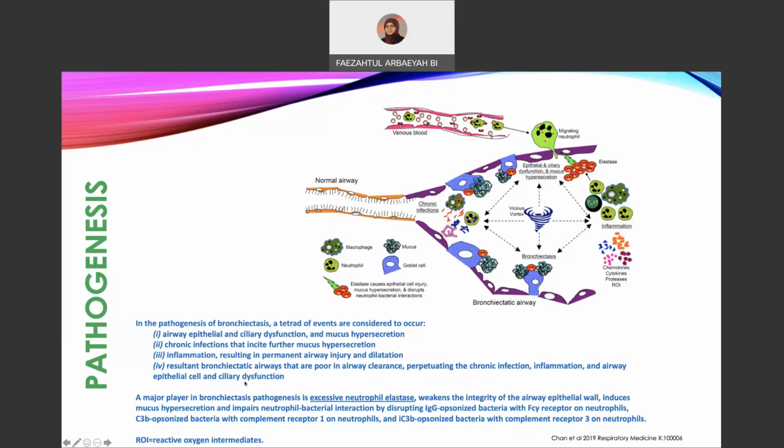One of the major roles in the pathogenesis is excessive neutrophil elastase. These neutrophils produce this enzyme, which weakens the integrity of the airway epithelial wall, meaning there will be destruction of the epithelial cells. It can also induce mucus hypersecretion and impair the neutrophil-bacterial interaction. So this cycle is repeated continuously, and remodeling happens. Bronchiectasis is the end result.